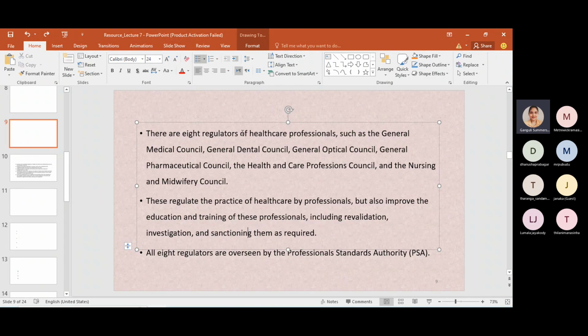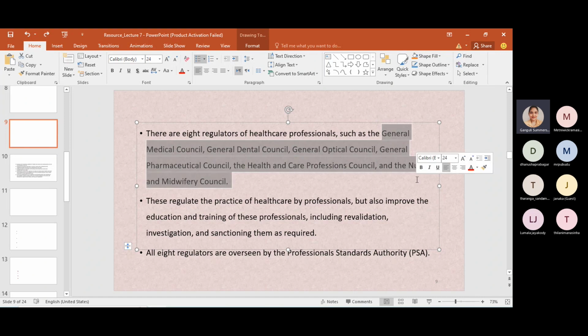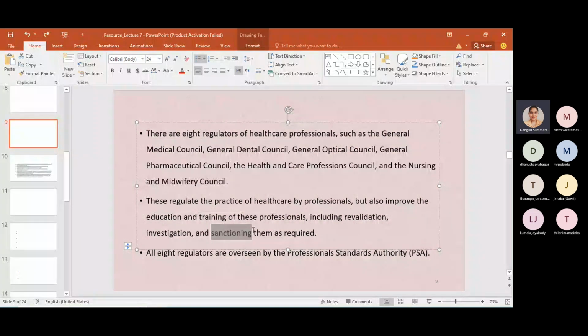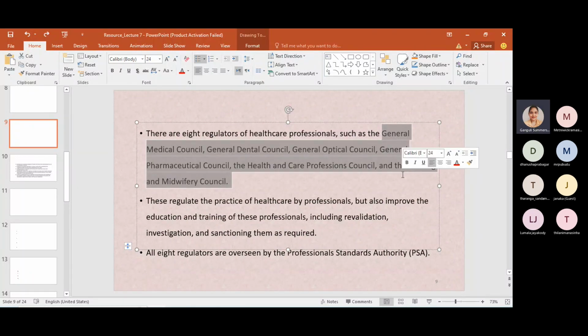Okay, so here you saw some of the regulators that regulate healthcare professionals. These regulators will regulate the professionals, and if they find out that the professionals are not meeting the standards, they will sanction the professionals. Okay, so sanction means punish. The professionals will be punished by these regulators if they do not follow the necessary standards.